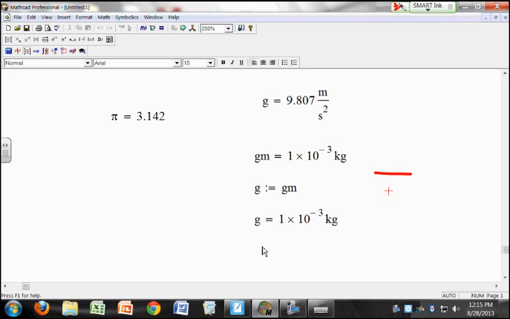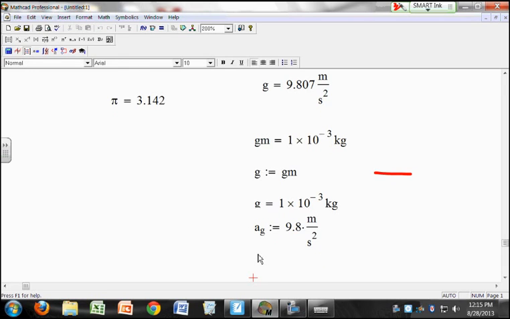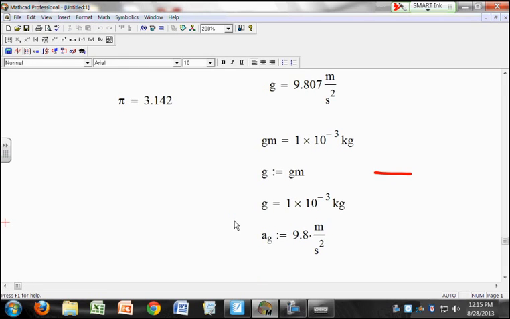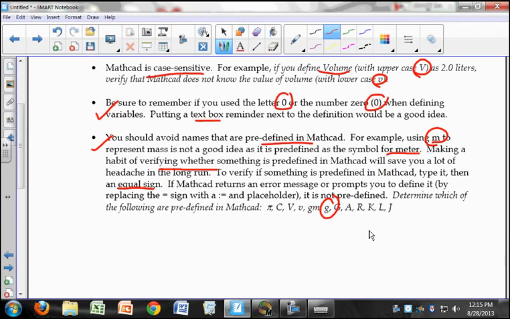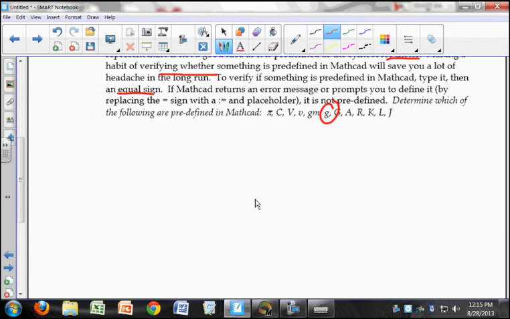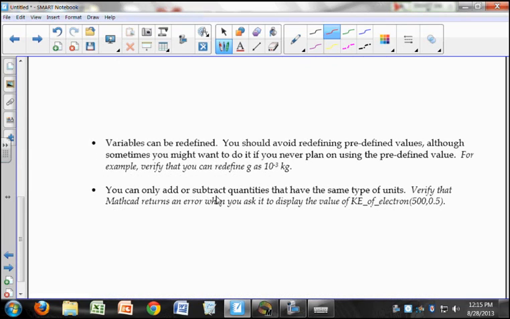And you probably want to use something like a subscript g for acceleration due to gravity, as g equals 9.8 meters per second squared. So keep those in mind and make sure you verify. You can try some of these letters and see if they are predefined or not. And like I said, variables can be redefined. You should avoid redefining predefined values unless you never plan on using the predefined value.